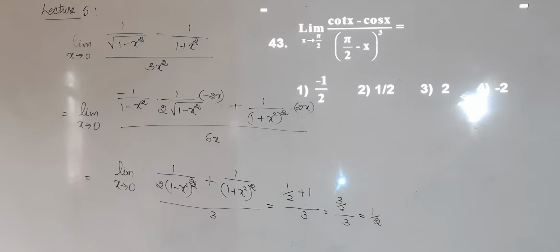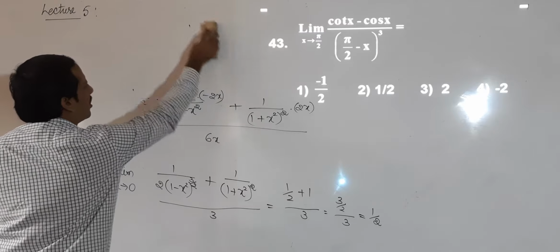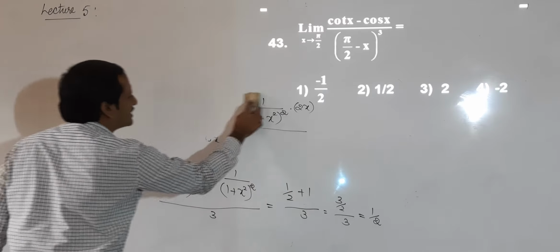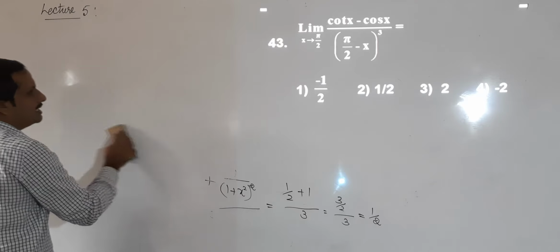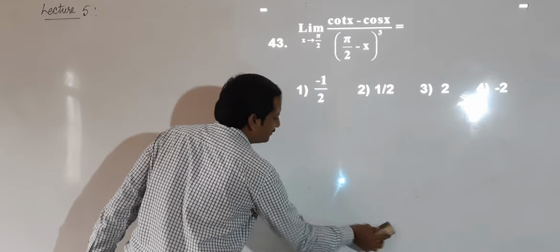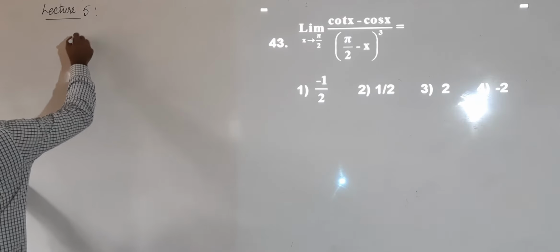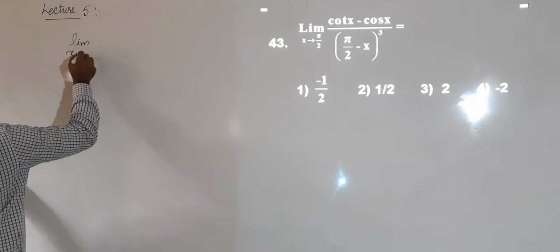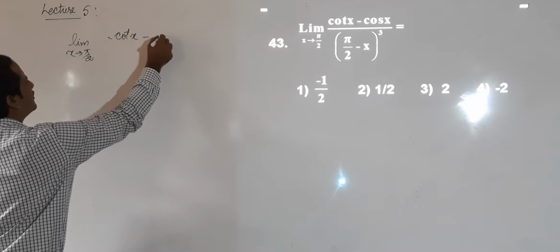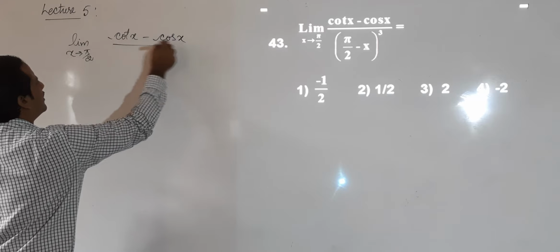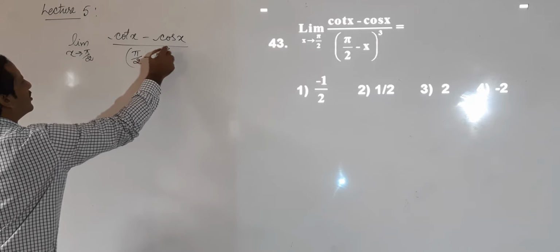Next question, 43rd. Limit x tends to pi by 2 of (cot x minus cos x) divided by (pi by 2 minus x) whole cube.